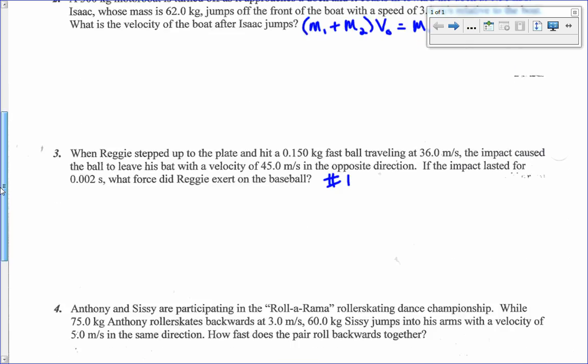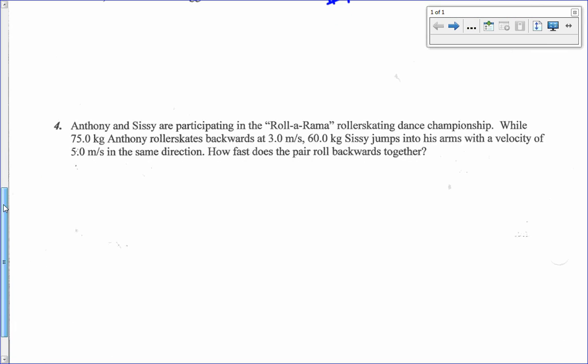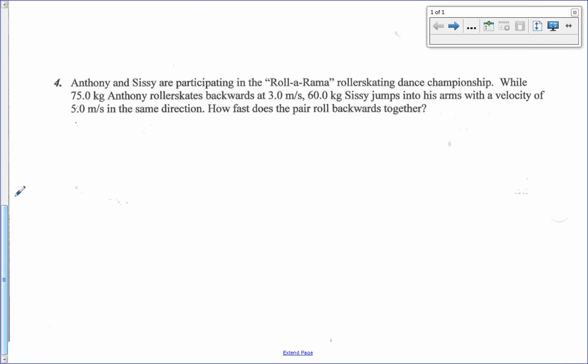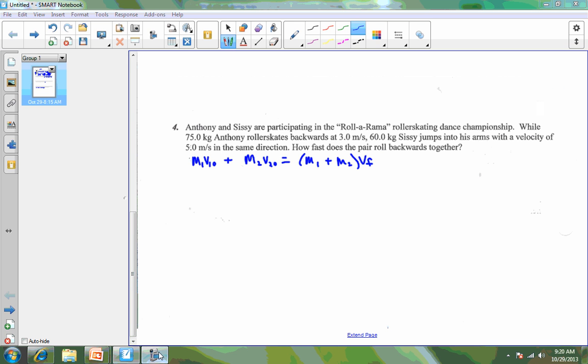Okay, number 4 is just like example D, and here's the formula you're going to use. The mass of 1 times the initial velocity of 1 plus the mass of 2 times the initial velocity of 2 is equal to the mass of 1 plus the mass of 2 times the final velocity of 2. I'm going to take this from you on Friday, so you have a couple days to work on it.